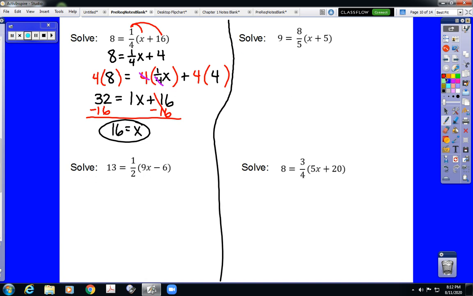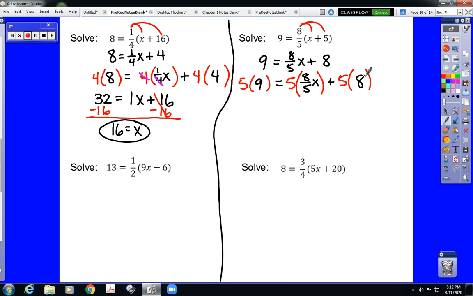On the next one, we distribute the 8/5. That gives us 9 equals 8/5 x plus 8. Then we're going to multiply everything by 5. So 5 times 9 equals 5 times 8/5 x plus 5 times 8. Again, the 5's will cancel in the middle term, giving us 45 equals 8x plus 40.